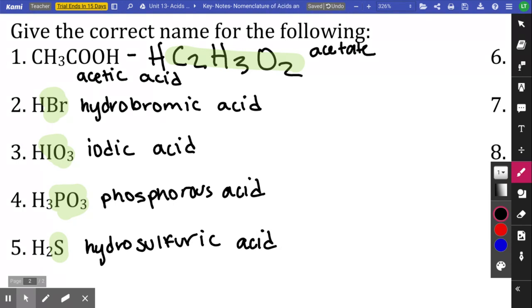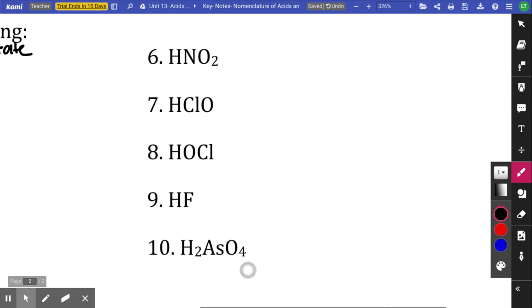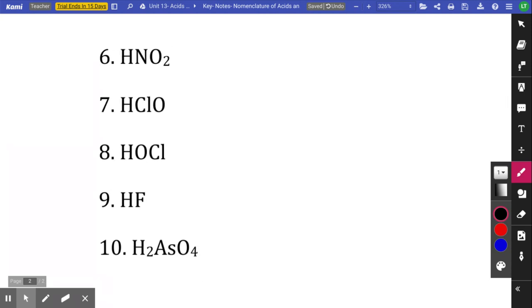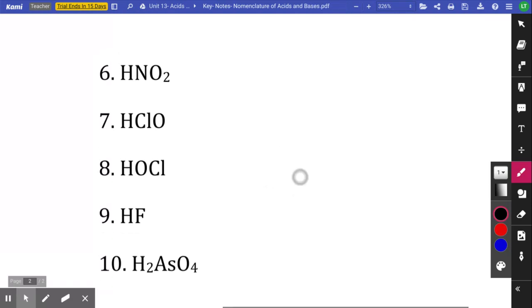Again, phosphorus and sulfur are the only two that have spelling exceptions, basically. So phosphorus acid and sulfuric acid. Okay, I'm going to do the next 2 with y'all, and then I'm going to leave you guys 8, 9, and 10 to practice on your own.